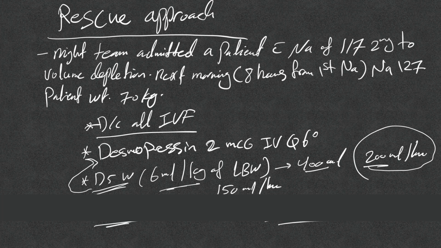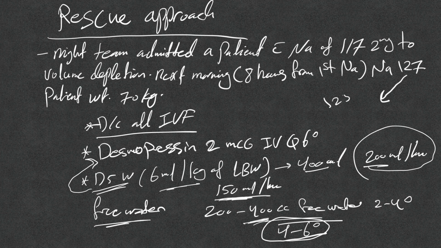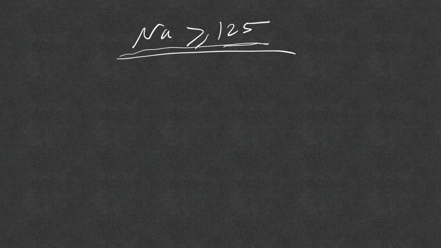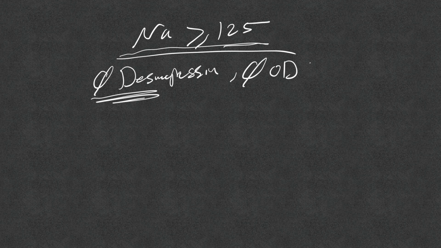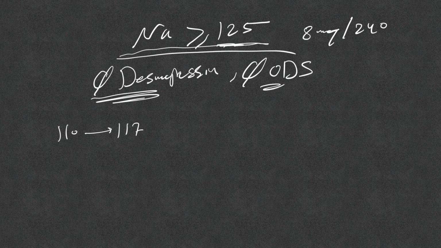You need to monitor the sodium at least every 4 to 6 hours. You just want to reach the daily goal. The goal would be to drop the 127 to 125 or less. That way, 8 milliequivalent for the 24 hours. Sodium of equal or more than 125 is the number where we do not need any more desmopressin. We do not need to worry about ODS once we achieve that, but we should achieve it at the pace of 8 milliequivalent per 24 hours. So say 110, I want to go to, let's say, 117 and then 125, not to jump to 125 immediately.